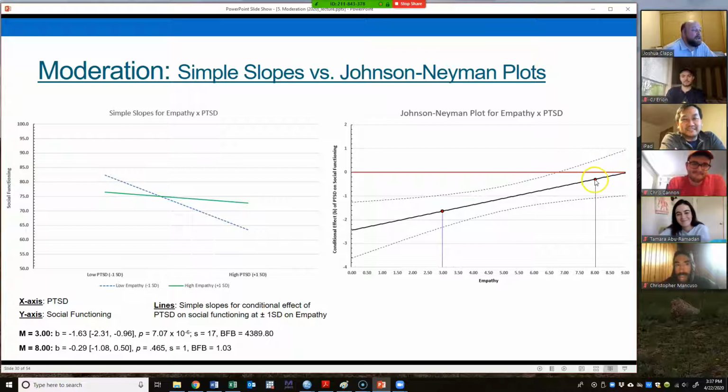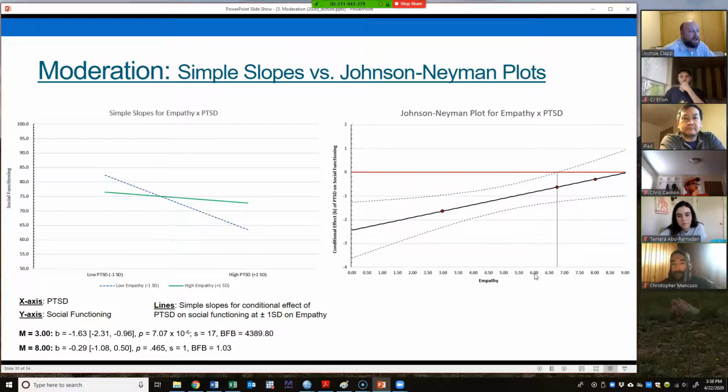But yes, right? Here we don't have evidence of an effect because my confidence bound contains that 0 point. So at high levels of empathy, the unique effect of PTSD on social functioning could be anywhere from a positive value to a negative value, right? So what I might want to know is at what point, based on the data that I have, do I stop having, at least in a traditional sense, evidence for a unique effect of PTSD on functioning?